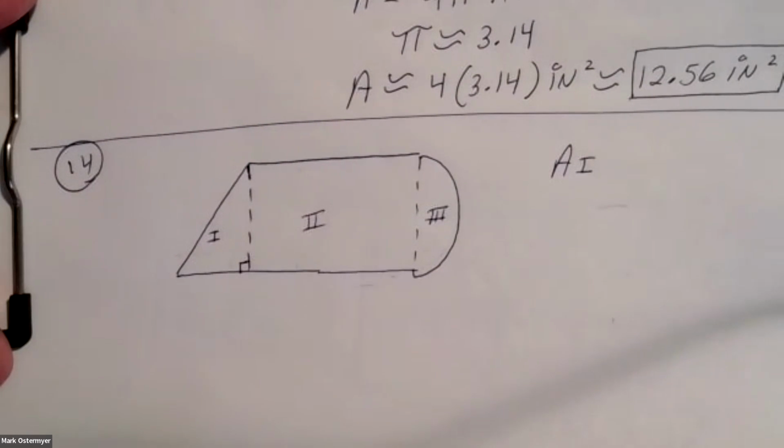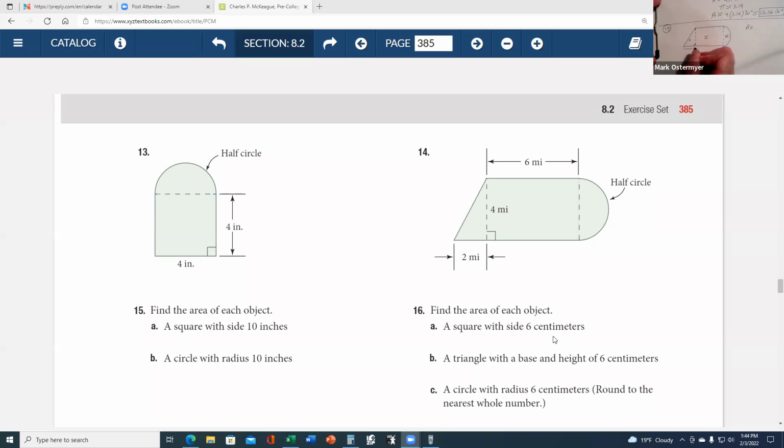I think I'm missing some dimensions here. Hold on a second. They tell us this is 2 miles here. They tell us this is 6 miles here to here. And that's it. Oh, they tell us this height, which is 4 miles. This 4 miles is not only a height or an altitude for this triangle, but it's also the length of the side of our rectangle. Notice that. That is shared by both figures.